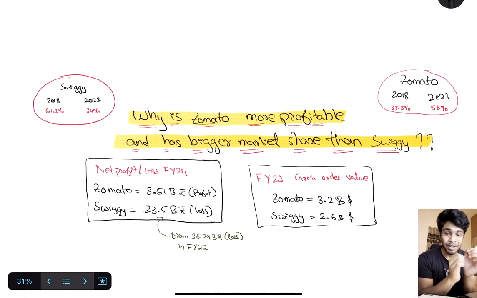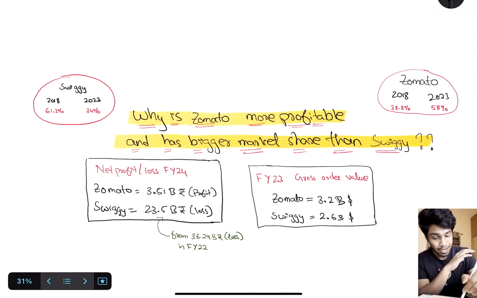Zomato is more profitable and has a bigger market share than Swiggy. In 2018, Zomato had a 38.8% market share. In 2023, Zomato increased its market share to 58%. But Swiggy, in 2018, had a 61.2% market share. In 2023, it declined to 34%. There has been a huge decline in the market share of Swiggy.